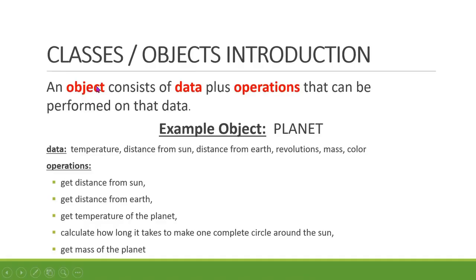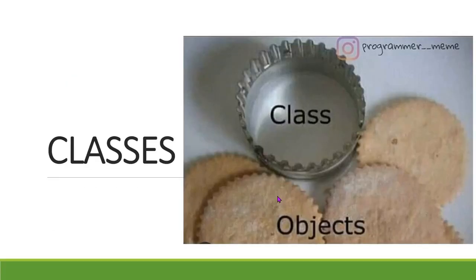So an object which is created from a class consists of data plus operations that can be performed on that data. So for example, if I were going to create a planet class, then I could create a planet object. And that planet object could have data such as temperature or distance from sun, and then could have operations such as get the distance from the sun or get the temperature of the planet. I have several different examples to show that objects are created from classes, but this is a cookie cutter, and you see these cookies are created from the cookie cutter. So objects are created from a class.